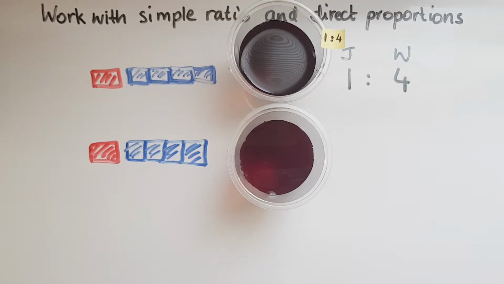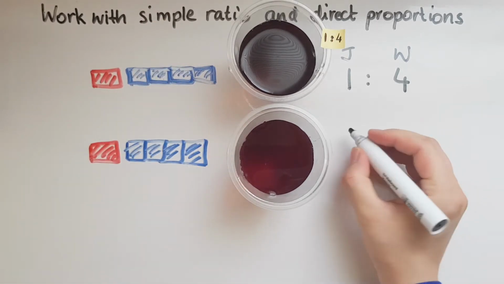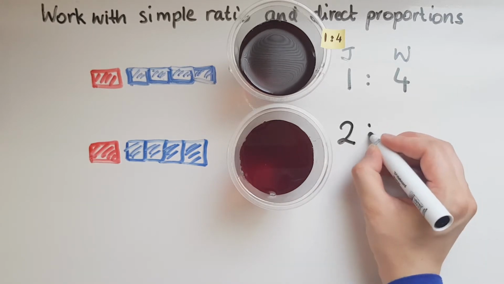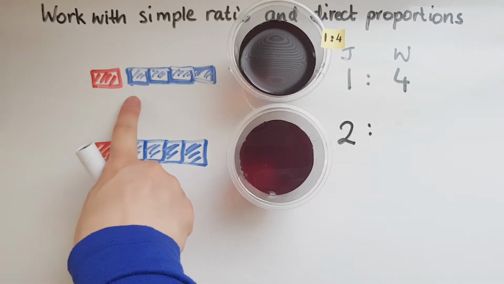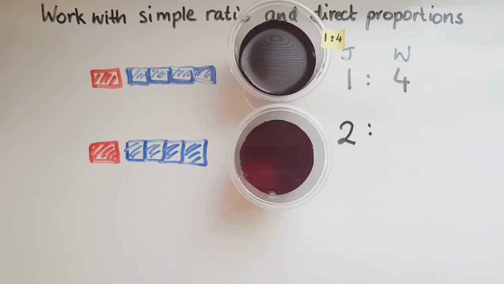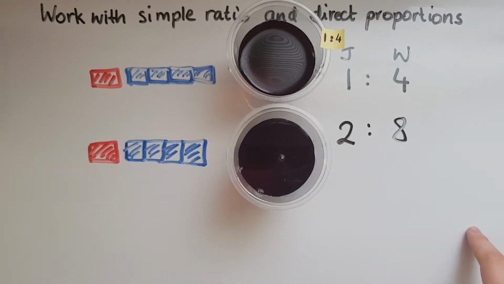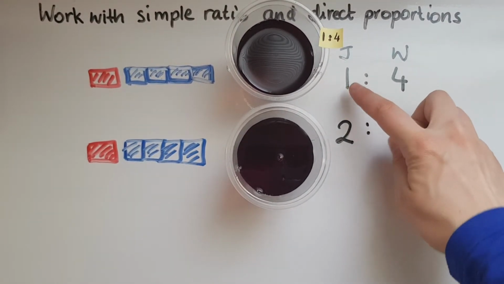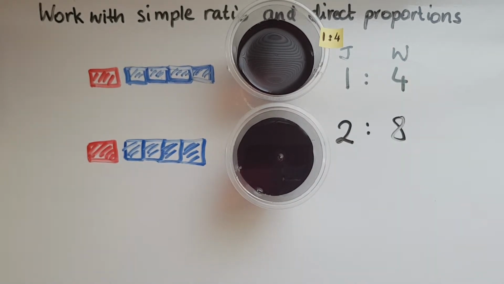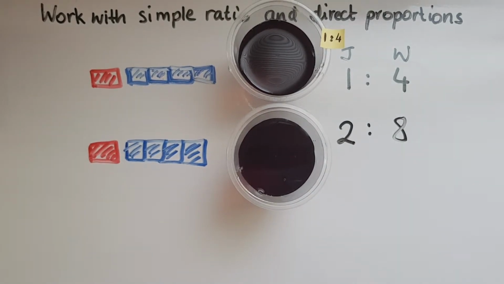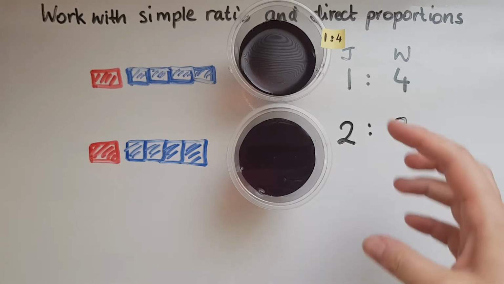Now in total for the 2 cups, how much juice did I put in? I put 1 there and another here. So I put 2 parts juice. And how much water in total? That was 4 and another 4. That made 8 parts water. So what do we notice? I'm making double the amount of juice. So I'm actually now having 10 parts in total. So I'm doubling the amount. I'm having 2 cups now.